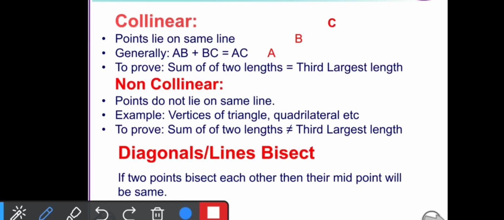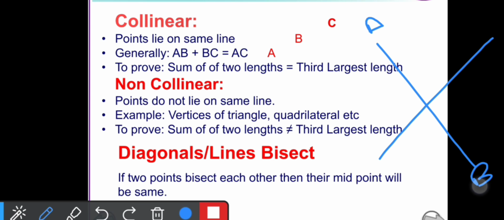If you have to prove that whether diagonals or lines they bisect each other or not, what are you going to do? Simply you are going to find their midpoints. If their midpoints are same, it means that the diagonals bisect each other. Let's suppose we have two lines. One line is AB and the other line is CD.